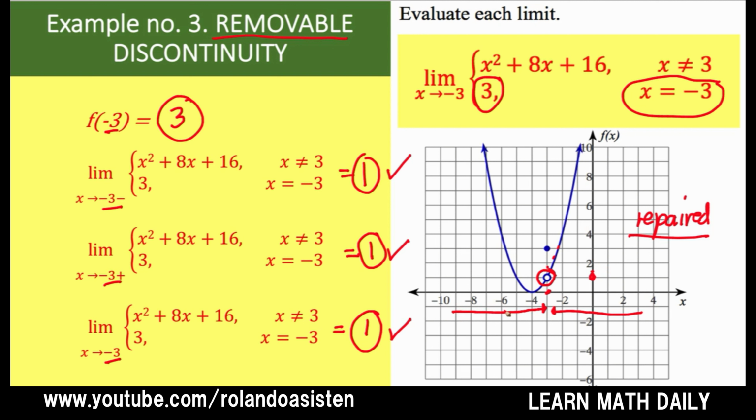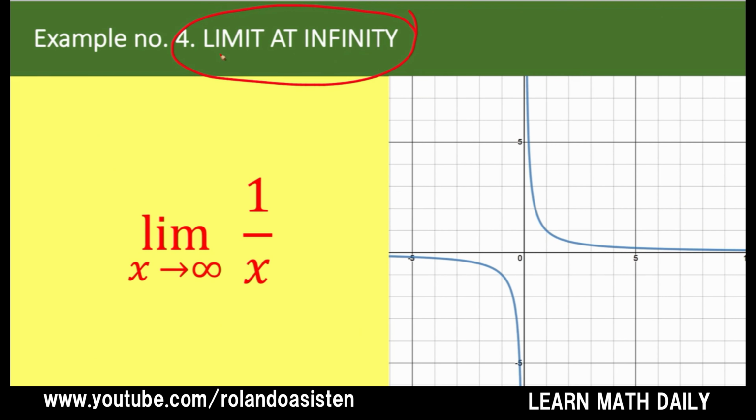But in limit, we are only interested in the y values as the input x approaches the point of interest. Now let's talk about limit at infinity. Let's consider this rational function. This is the parent function of rational functions. The limit of 1 over x as x approaches infinity.